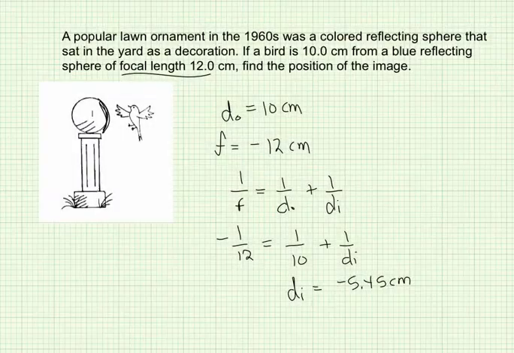The image of the bird is going to be inside that sphere, and it would also be about half the size. It's going to be about half the size because if my object distance is 10 centimeters and my image distance is 5.45, remember the magnification is simply a ratio of those two, and 5.45 divided by 10 is 0.545. So this image is going to be a lot smaller.